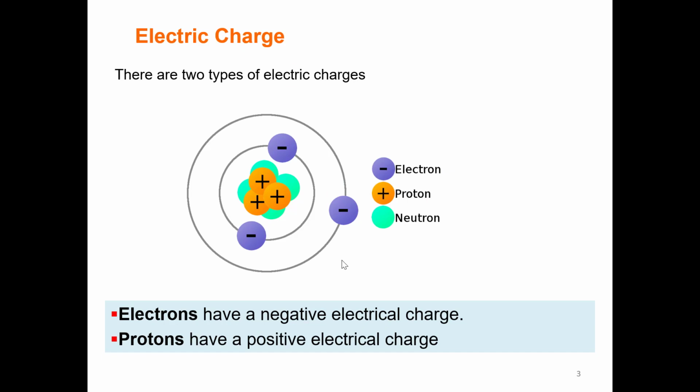The subatomic particles are electrons, protons, and neutrons. There are two kinds of electric charges in an atom, the positive and the negative charges. The electrons have a negative charge, and the protons, which are in the nucleus, have a positive charge.